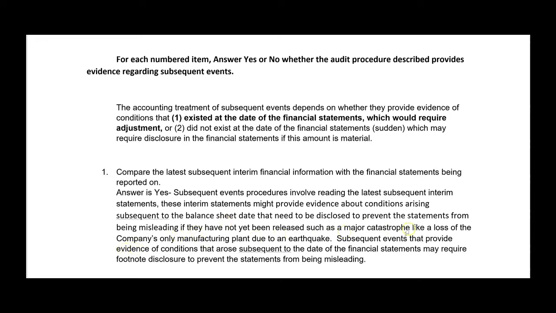Because maybe a major catastrophe happened, like a loss of the company's only manufacturing plant due to an earthquake in the subsequent period. Well, subsequent events that provide evidence of conditions that arose subsequent to the date of the financial statements are going to require footnote disclosure. Why? To prevent the statements from being misleading. So nothing needs to be restated, but we need a footnote disclosure if indeed the latest subsequent interim financial information disclosed a huge loss, a major catastrophe, like the loss of the company's only manufacturing plant.